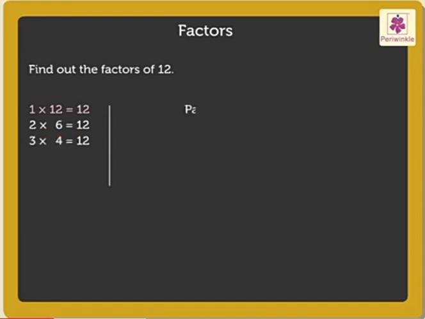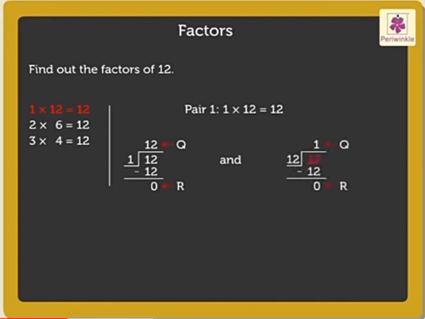Let us take the first pair. 1 into 12 is equal to 12. Here, when we divide 12 by 1, we get the quotient as 12. And when we divide 12 by 12, we get the quotient as 1. In both the cases, the remainder is 0. Thus, it means that 12 is divisible by 1 and 12.